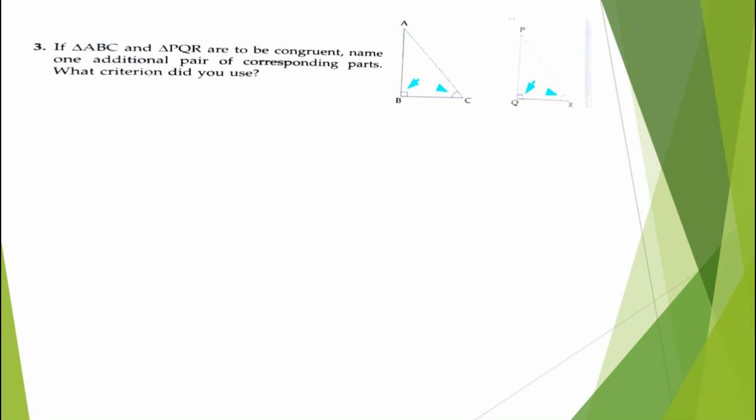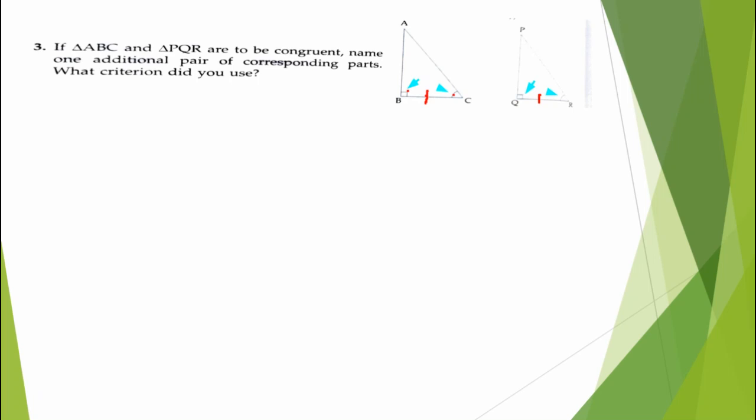Now if two angles are given equal, you need one side in between. So which is that side which is in between the two angles? This side should be equal to this side. So then they are congruent by ASA.